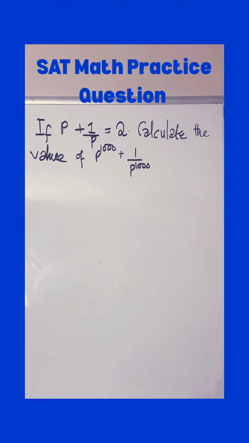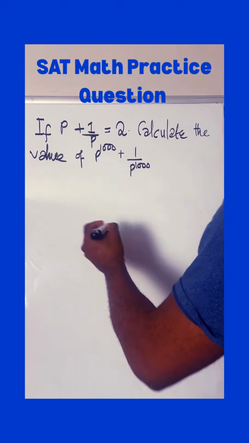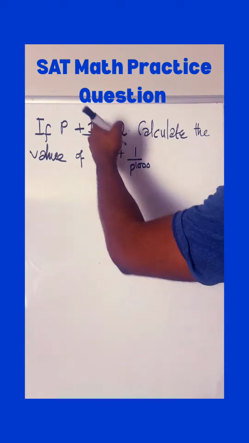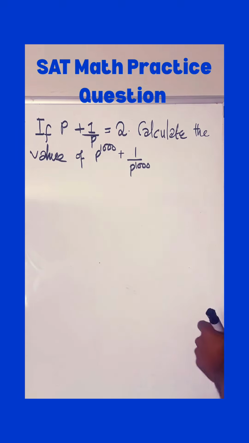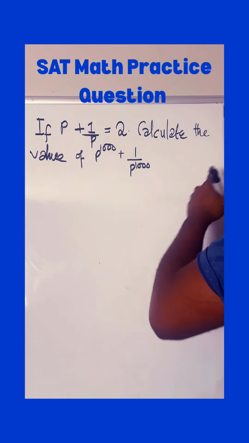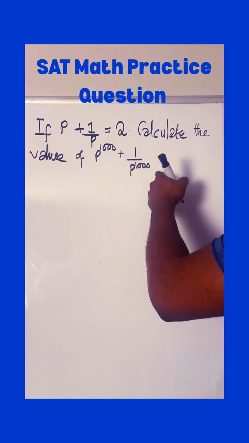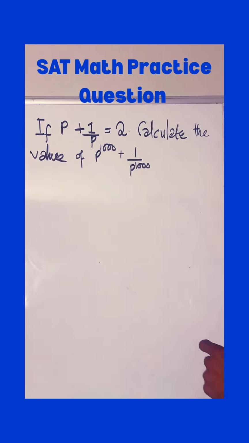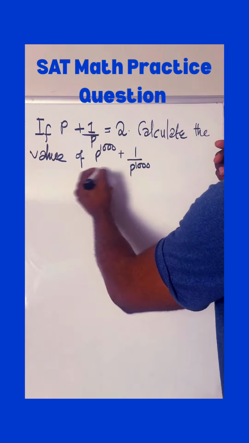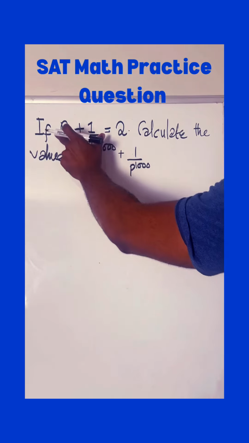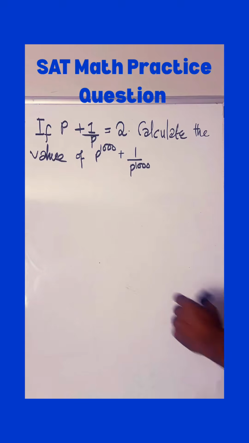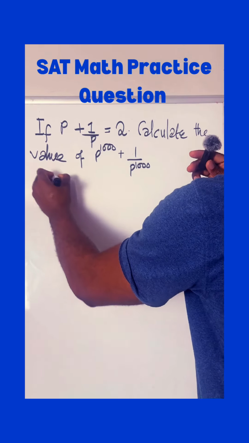This question right here is easier solved by looking at the condition given to us. Here it says if p plus the inverse of p equals 2, calculate the value of p to the power of 1,000 plus 1 divided by p to the power of 1,000. All right, this is what we want to find, but we want to start from the condition given to us. And to do that, we'll write this out.